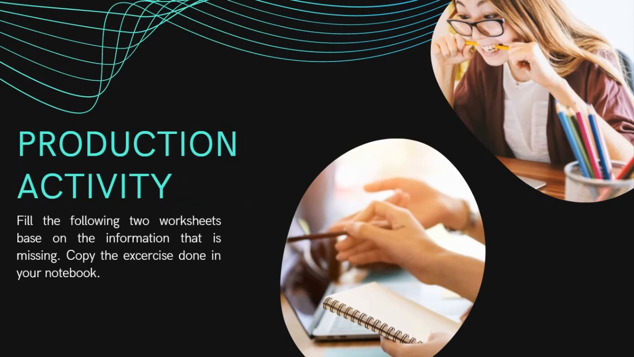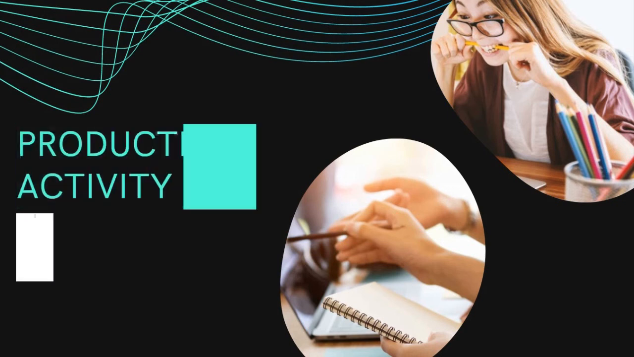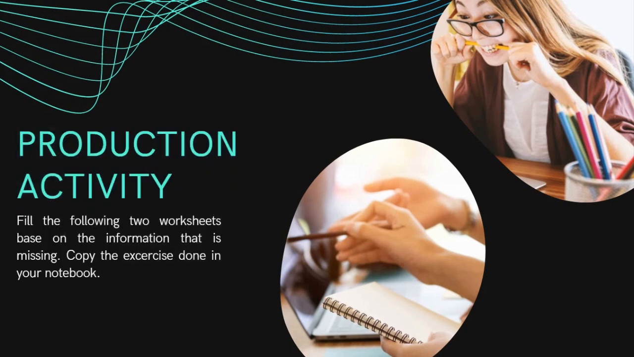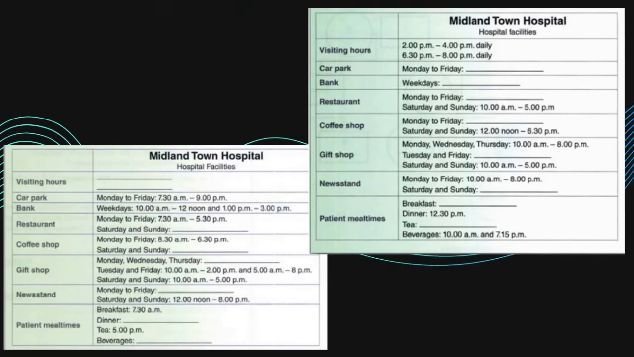Now we have the final activity, that is the production activity. Thus, fill the following 2 worksheets based on the information that is missing. Copy the exercise done in your notebook. So what we are going to do, guys, is the following. Over here we have the 2 worksheets. Como pueden observar, cada worksheet se complementa. They complement each other.